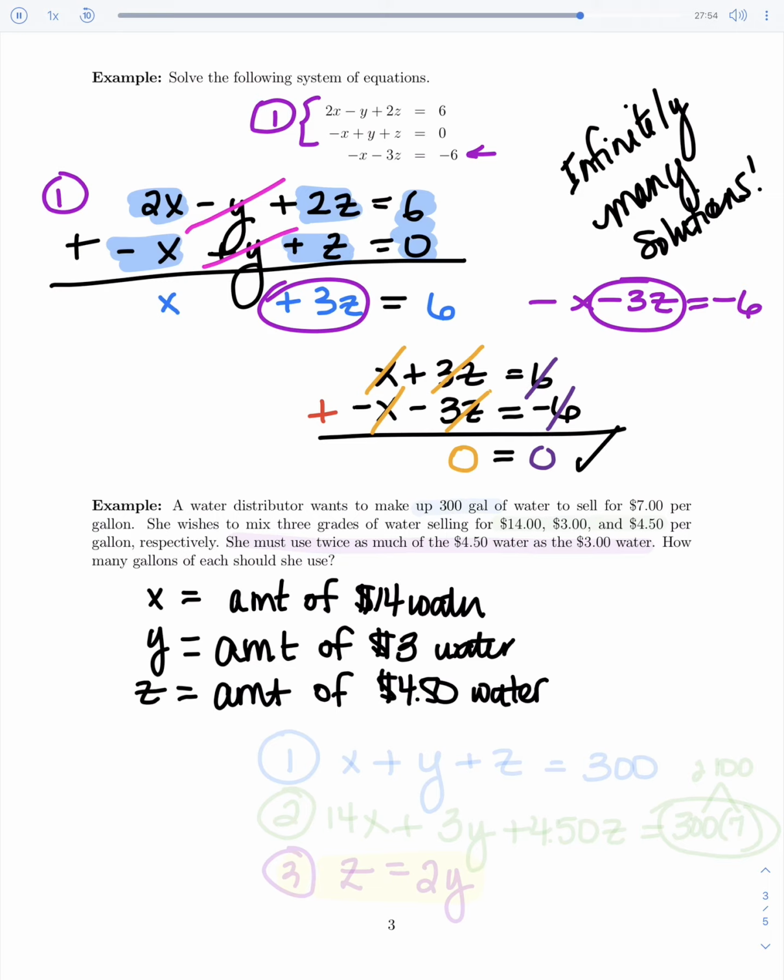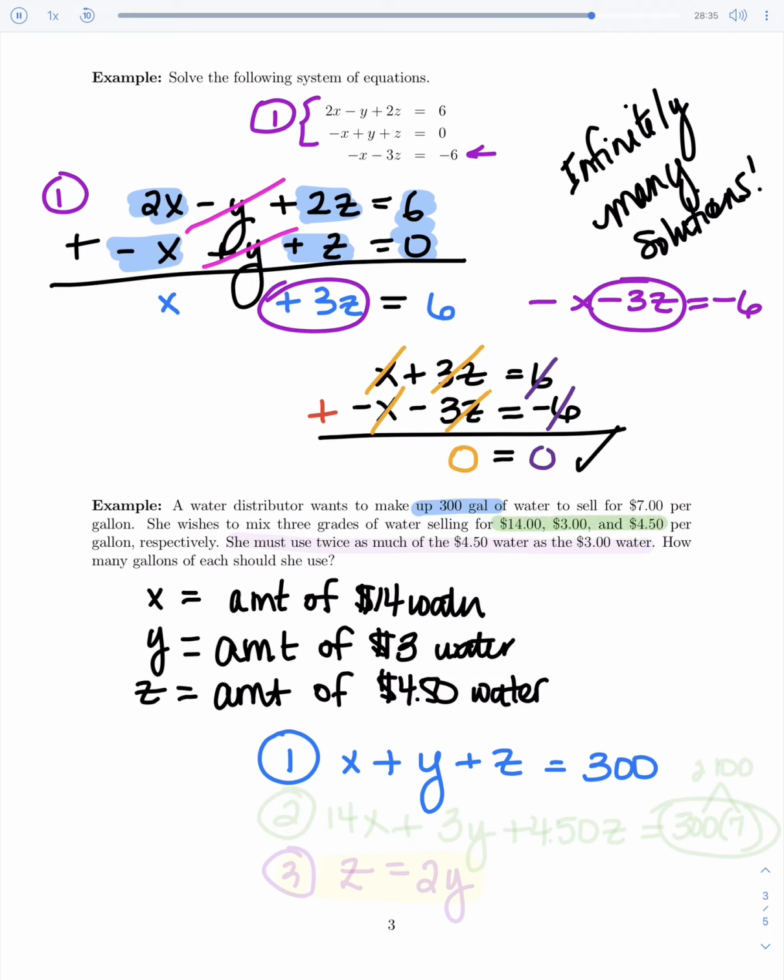Okay, now let's work on actually coming up with our equations. The first thing that they tell us is that we want to have a total of 300 gallons. So what does that mean? It means that however much of all three needs to add up to 300 gallons. So that means our first equation is the x, the y, and the z all added up to a total of 300 gallons.